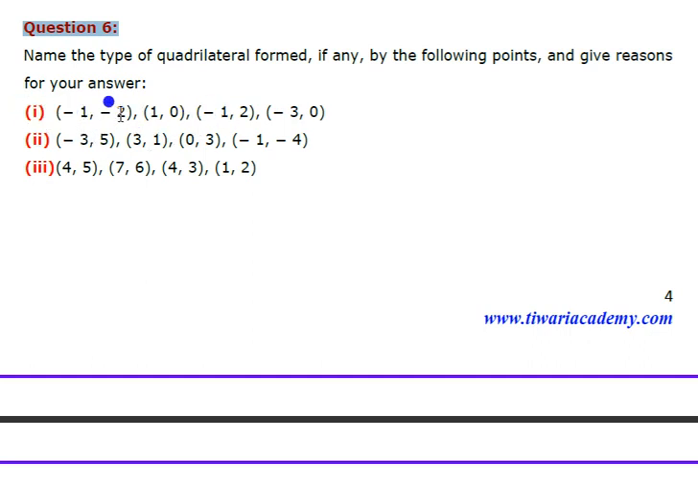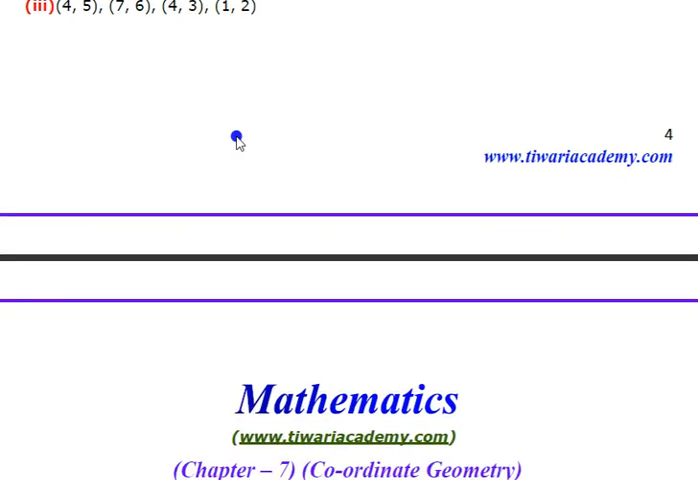The first point is (-1, -2), the second point is (1, 0), the third point is (-1, 2) and the fourth point is (-3, 0). Let us name these points A, B, C and D. So (-1, -2) is A, (1, 0) is B, (-1, 2) is C and (-3, 0) is D. Let's find the distances AB, BC, CD and DA, and we have to find the diagonals also. Let me show the solution of the question.